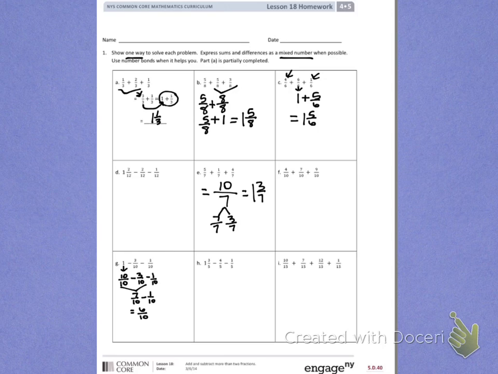Now the last one I'm going to do is letter H. 1 3/5 minus 4/5 minus 1/5. I'm going to take 1 3/5 and break this down to 5/5 and 3/5. Well, 5/5 and 3/5 makes 8/5. So now I'm going to look at it as 8/5 minus 4/5 minus 1/5. 8/5 minus 4/5 makes 4/5. Minus off that 1/5. And altogether, this is going to equal 3/5.